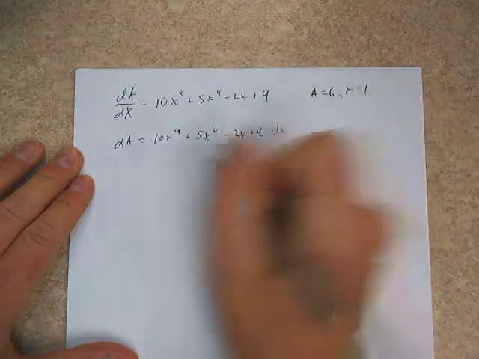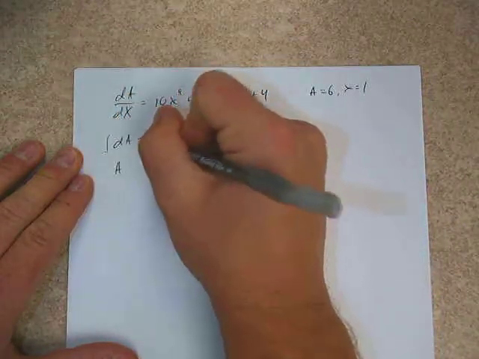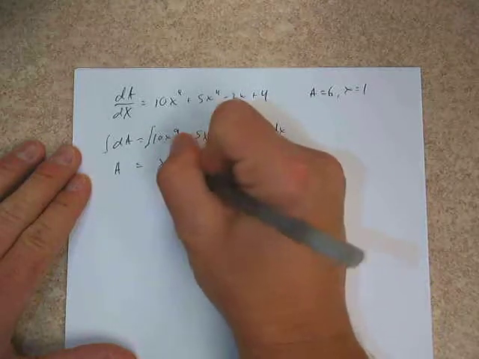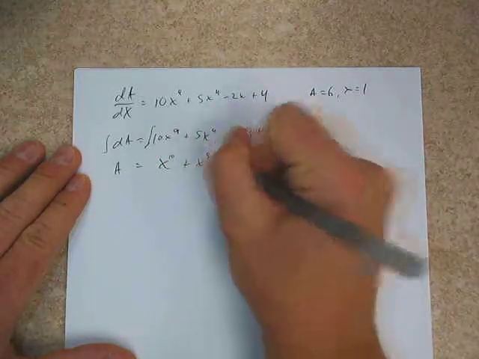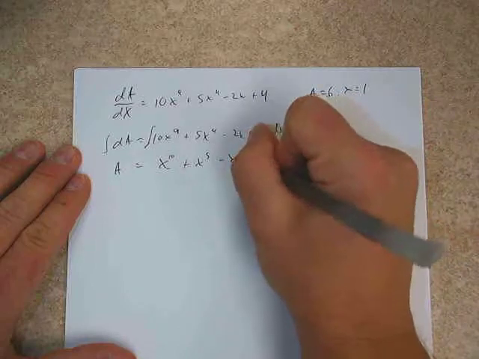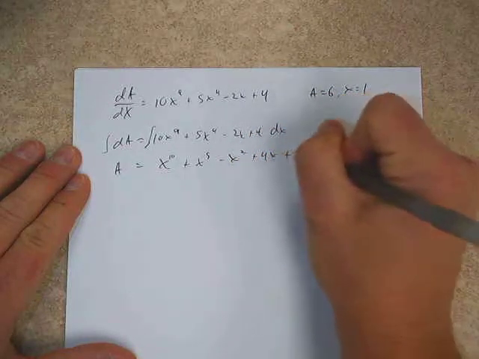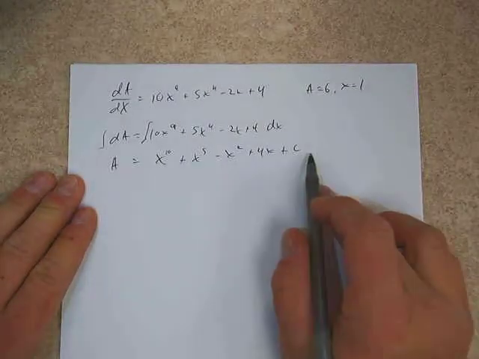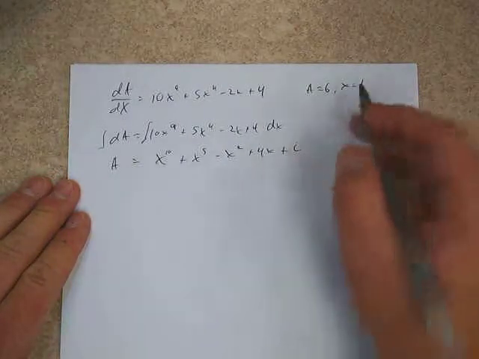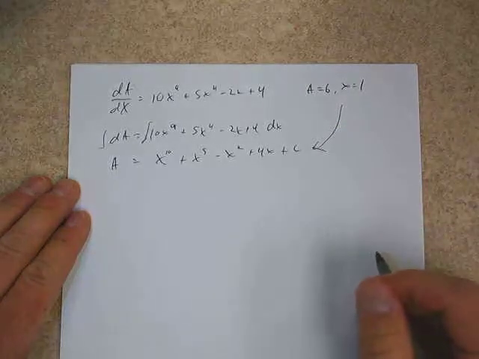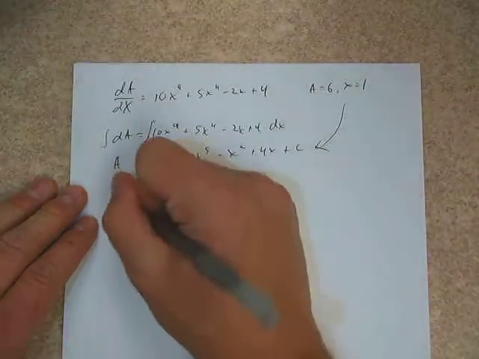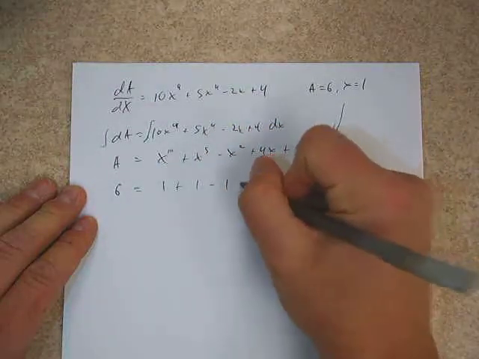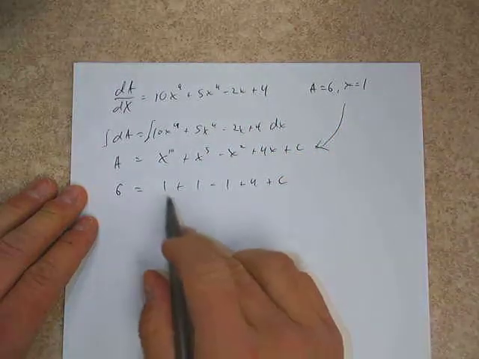So we'll still follow the same procedure, which is separation of variables. And if we anti-differentiate both sides, we're going to get A over here, and over here we're going to get x to the 10th plus x to the 5th minus x squared plus 4x plus c. And now in an initial value problem of any sort, as soon as we anti-differentiate both sides, we need to plug in the initial condition immediately, and do not wait.